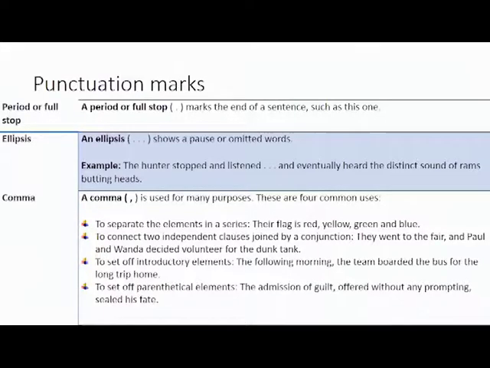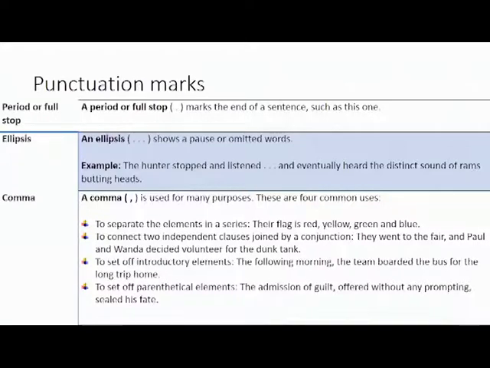And then we have what we call an ellipsis. An ellipsis shows a pause or omitted words. For example, we have the sentence that says, the hunter stopped and listened... and eventually had the distinct sound of rams butting heads.